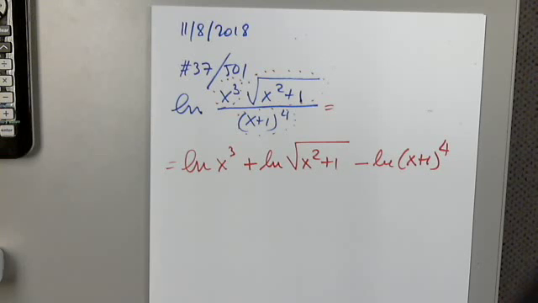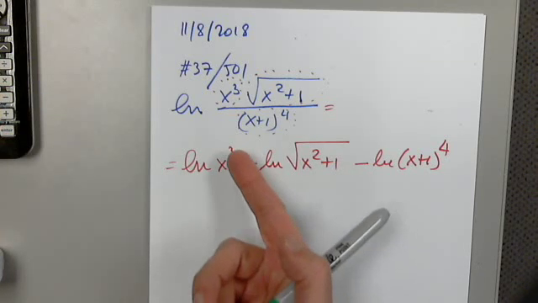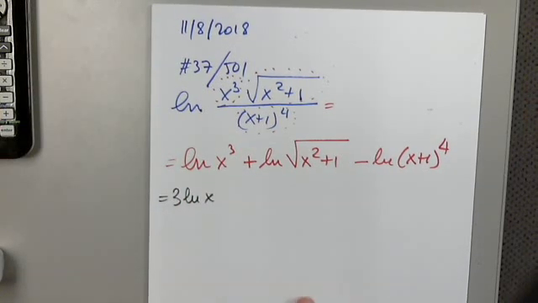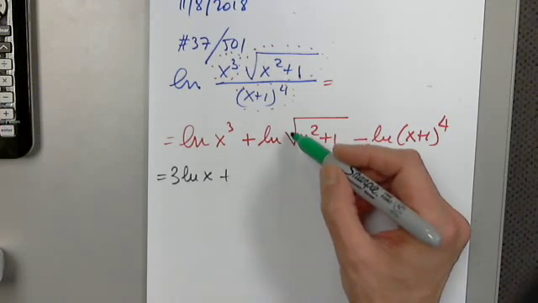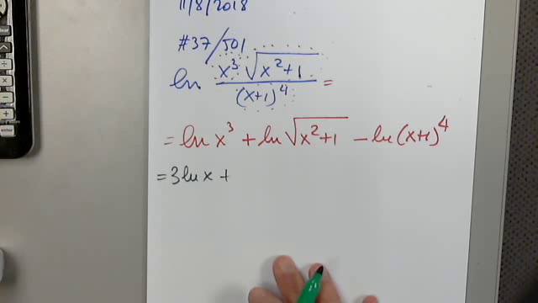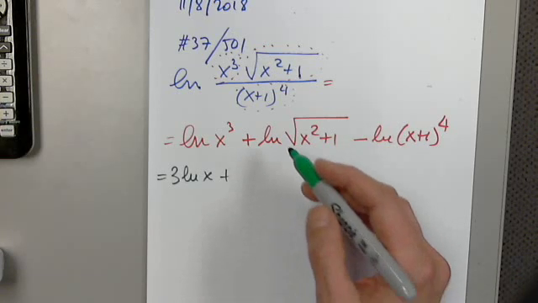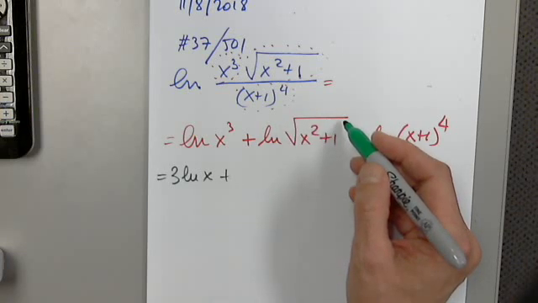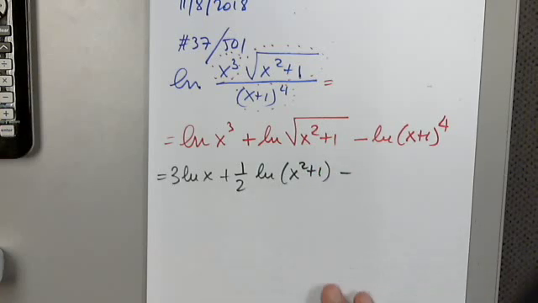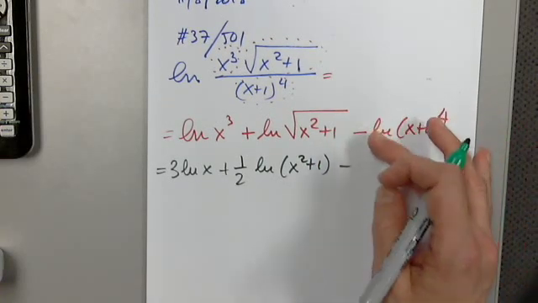Or which rule? The power rule. So the power goes in front as a factor. So this is 3 natural log x. What power is the square root? The square root is 1/2, so it goes in front. Natural log of x squared plus 1. And finally, this power goes in front as well.